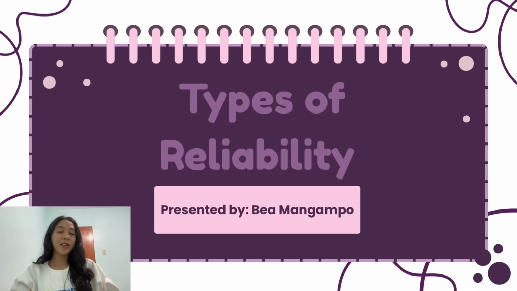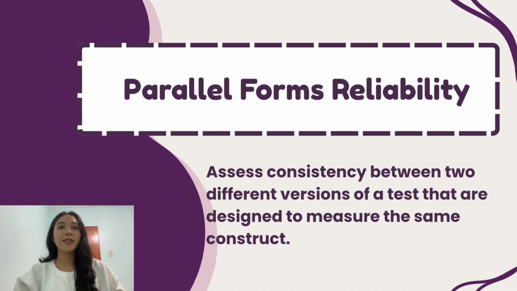Good day, everyone. Today, I will be discussing the types of reliability. So there are 5 types of reliability, but I'm going to discuss just 3 types. The first type is parallel forms reliability, also called equivalent forms reliability.